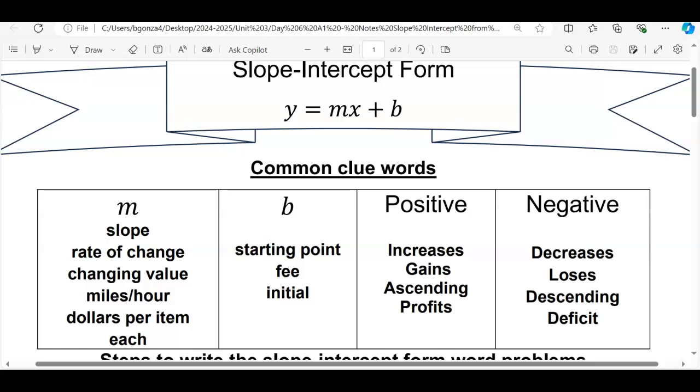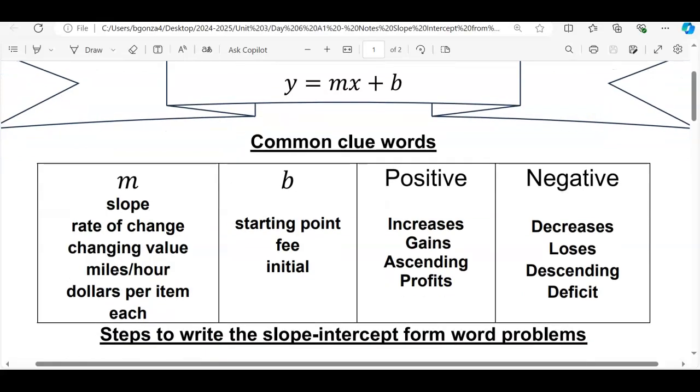Now, for mx plus b, the m is going to be the slope, obviously. But other words that can help you, rate of change. That means it's the slope. Make sure you're looking over here. Heads up. Everybody, look, look, look. Now, I want you to circle this.